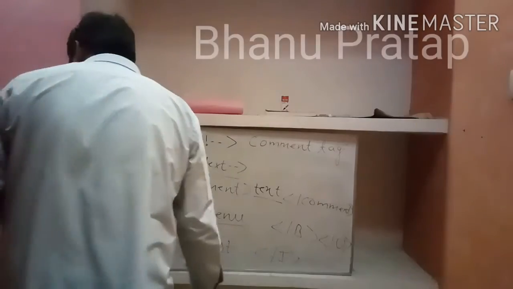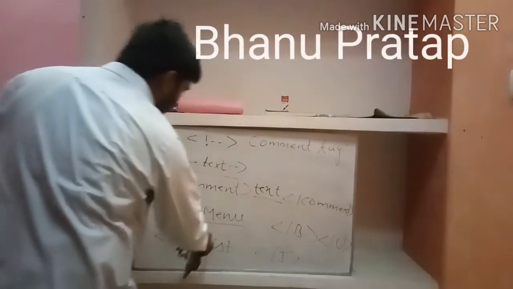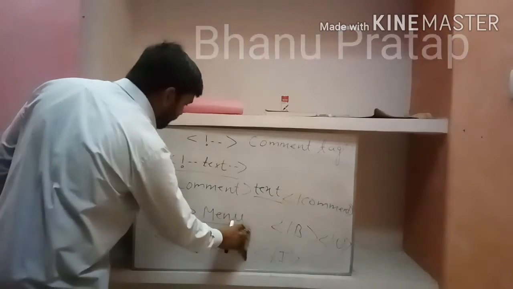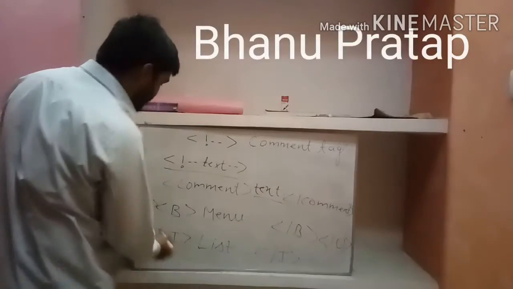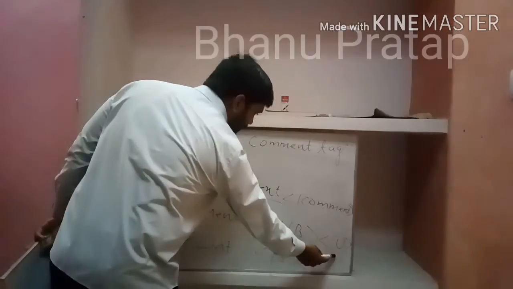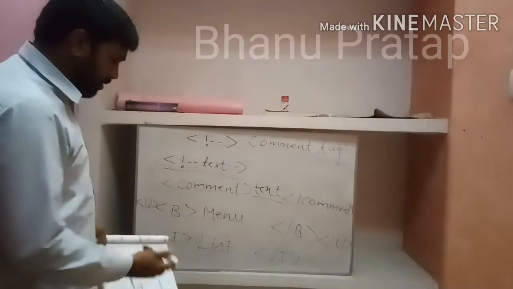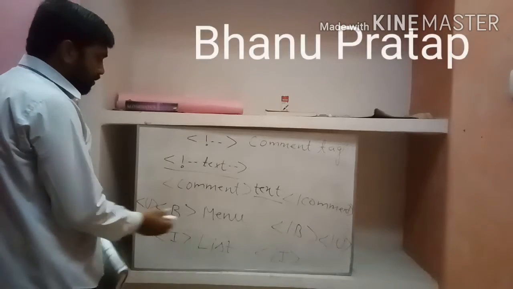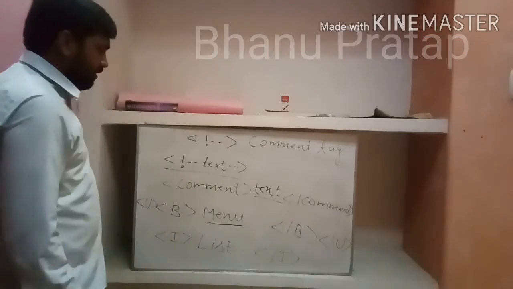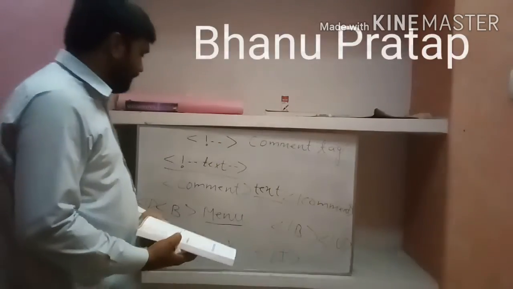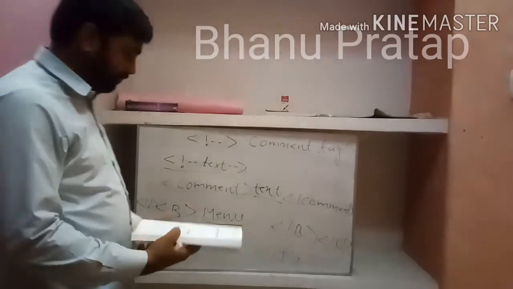Now the underline. This underline will come when you want the text to be underlined. So use the U tag, the underline tag, U tag open and close. This is also a container tag. After writing the container tag, when you execute the code, you will get the underline below the text.